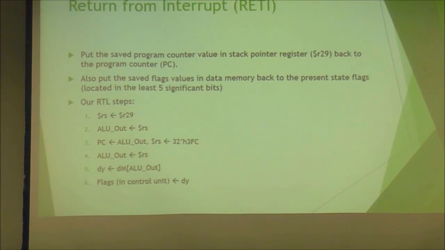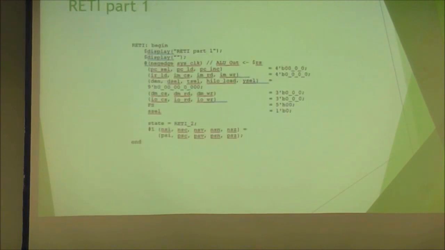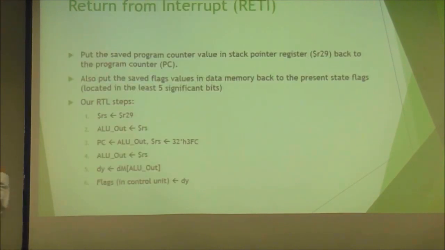Okay, so walk through those steps again. Tell us what you're doing there. Just go through those RTL steps, those 6 steps, and explain your logic. All right, so the first step, we have register 29, which is a stack pointer. The contents of that will be loaded into RS. In the second step, the register S, which has those contents, will be given to ALU out. And the third step, that ALU out contents will be given to the program counter. So now the program counter is restored from that stack pointer.